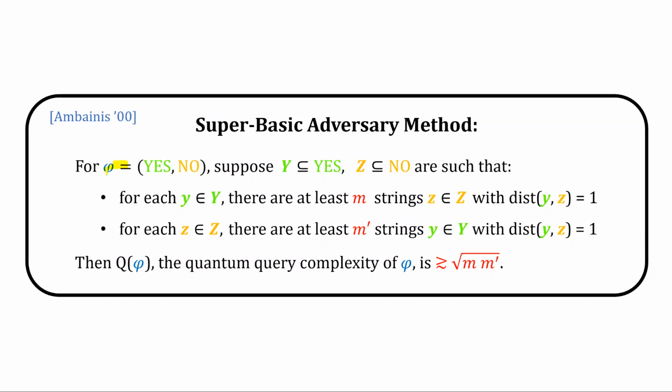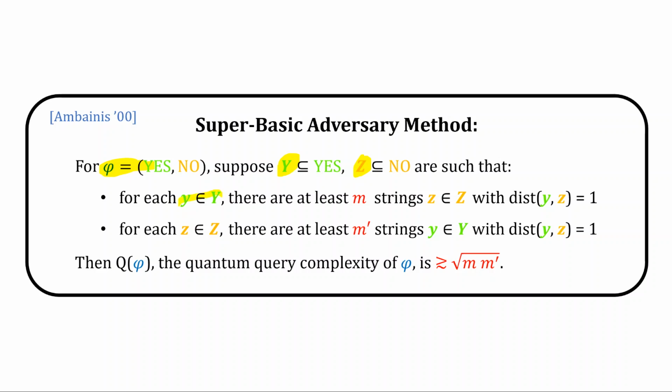So we're assuming we're interested in some decision problem phi with a set of strings, a yes set of strings and a no set of strings. And we're going to pick out a subset Y of the yes strings and a subset Z of the no strings. Not necessarily all of them. It's up to us how we're planning to use this method. And what we want is these two subsets Y and Z to have some nice property. So we want two things.